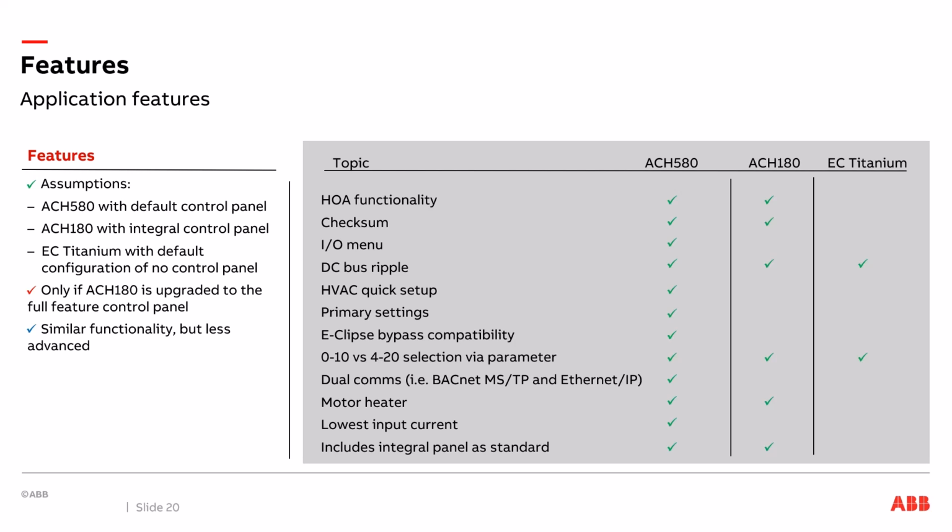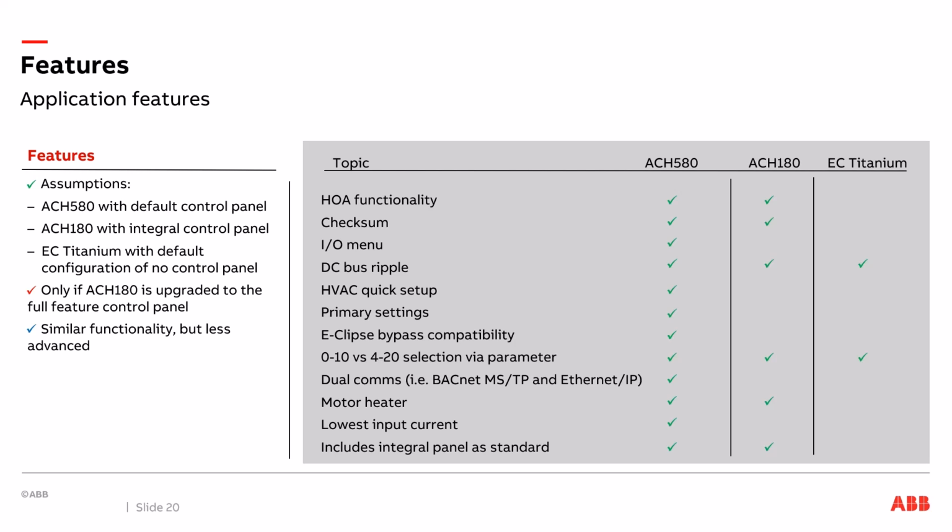There's no dip switch needed to flip. Dual comms capability, so BACnet MSTP and EtherNet/IP at the same time. The 580 would be able to do that, while the other ones cannot, because the other ones don't have option cards to plug into for integration purposes. It'd be just what's embedded.